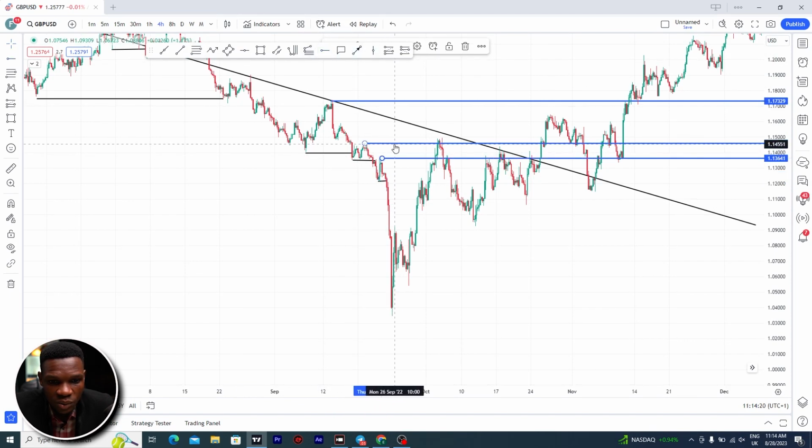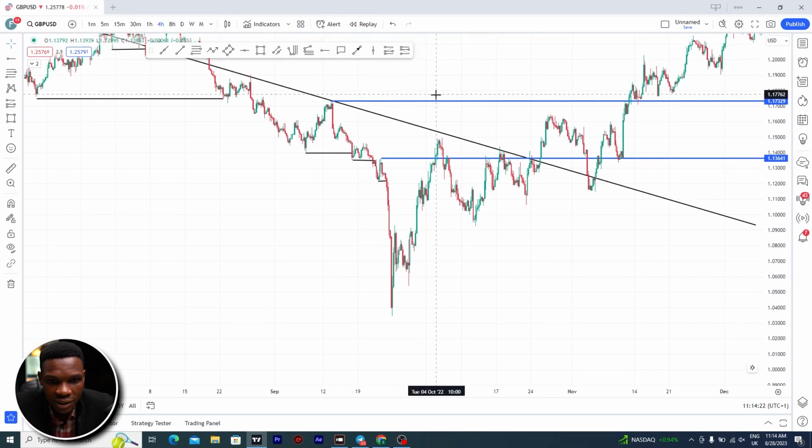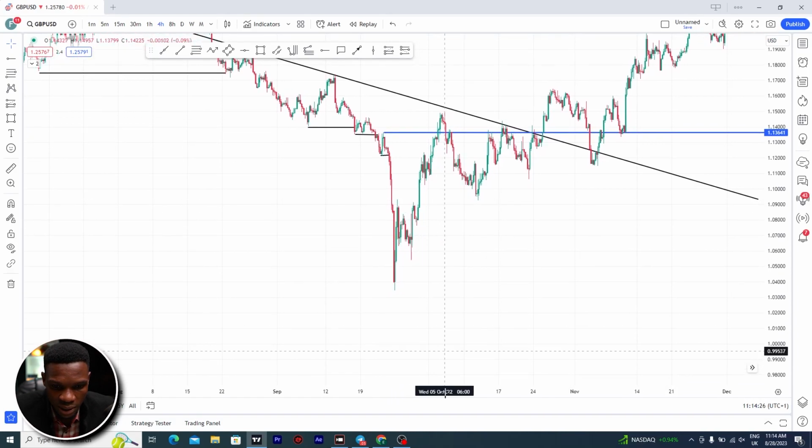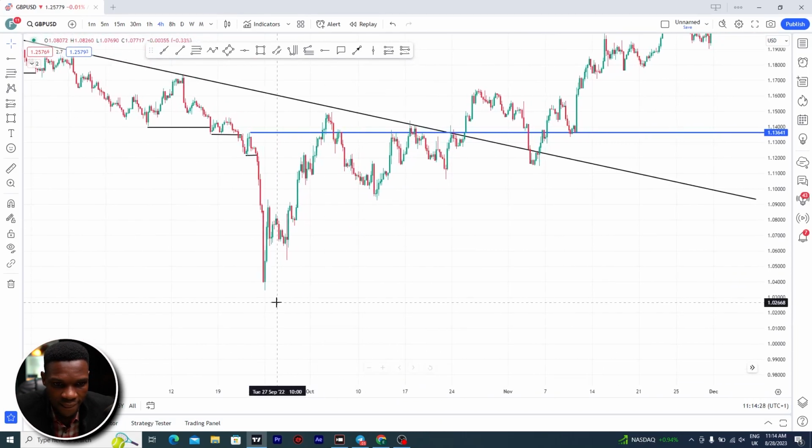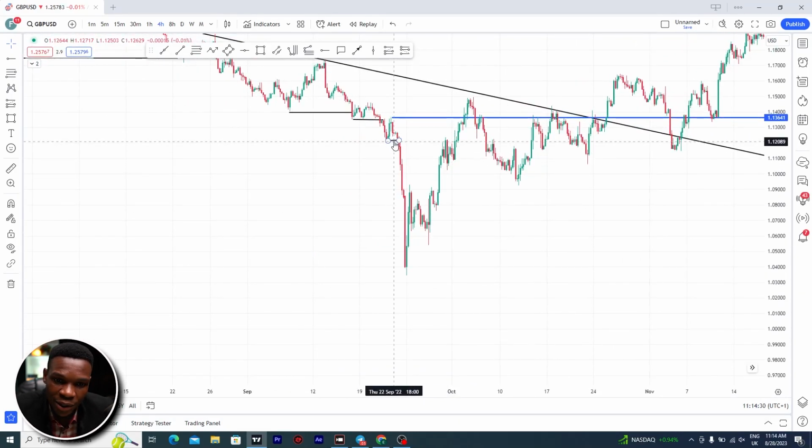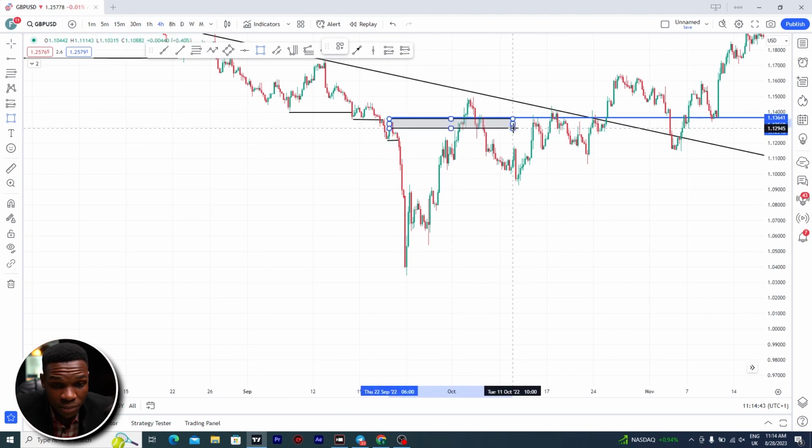So let me remove these ones. So you see it. So this is the break of structure here, right? Invariably, this becomes our supply zone, this particular zone here. So we should be expecting price to come to reverse. Anytime price comes here, price to reverse.